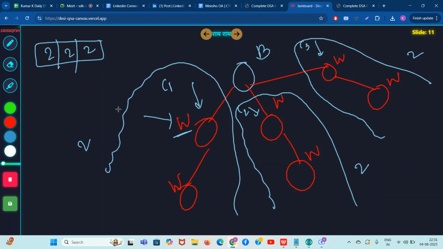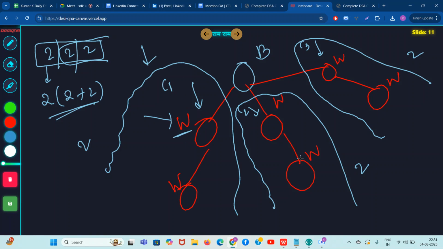So, in total, how many relationships? It will be 2 into, what is the total here? 4. 2 into 2 plus 2. These many relationships can be formed if all the paths are starting from the C1 subtree.